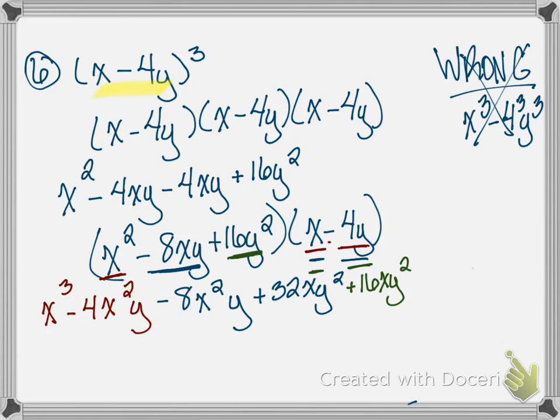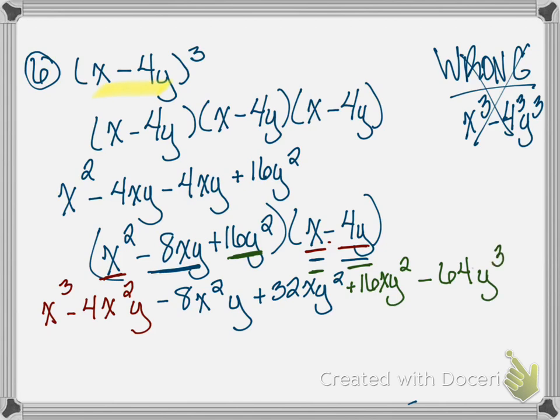So then I have 16 times negative 4, and that's going to be negative 64. Then I have y squared times y. That's going to be y to the third.